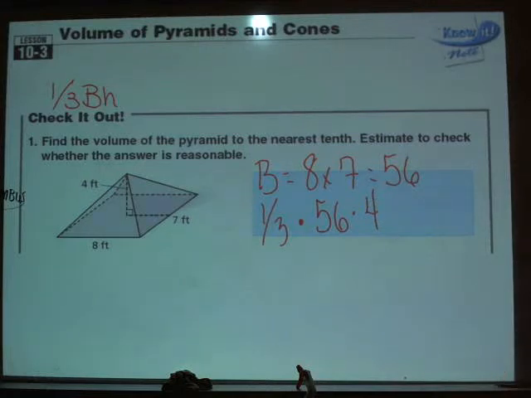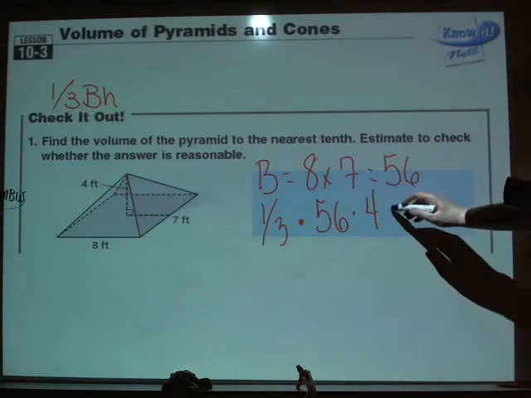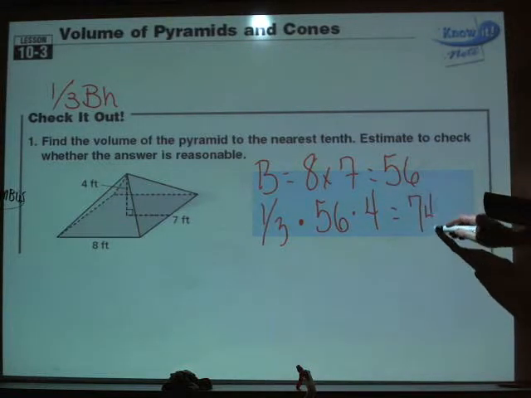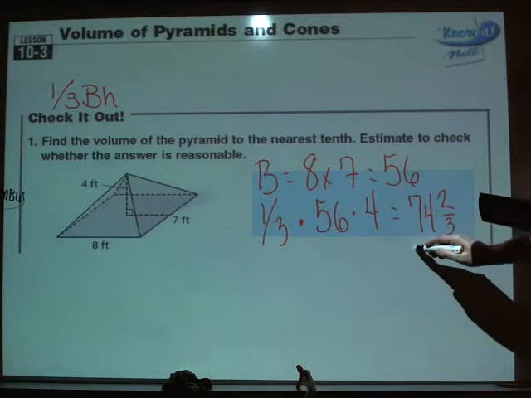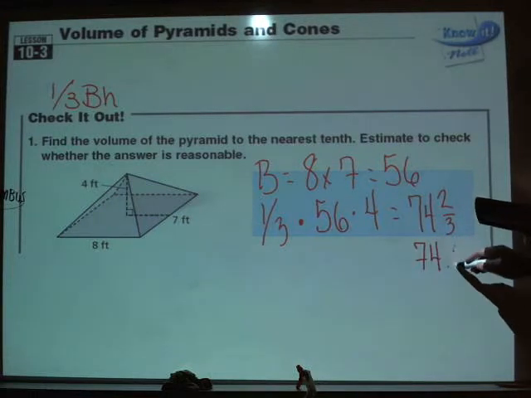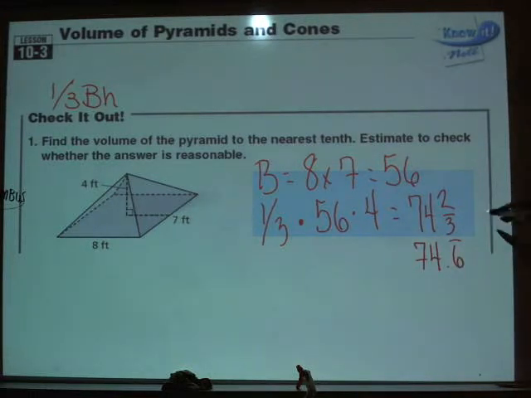So I've got 1/3 of 56 times 4. So 56 times 1/3, that's going to give me 18.6 with 6 repeating. And then I'm going to multiply that by 4, and that's going to change it to 74 2/3, or 74.6 repeating if you want to write it that way. And that's going to be, in either case, cubic feet, or feet cubed.